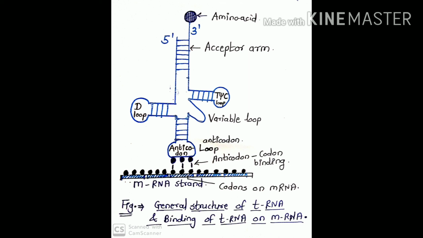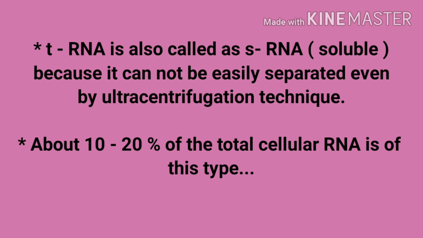tRNA places the required amino acids properly in sequence, and it translates the coded message of mRNA in terms of amino acids. These are the smallest type of the RNA, and it is also known as soluble RNA. This is all about the tRNA.